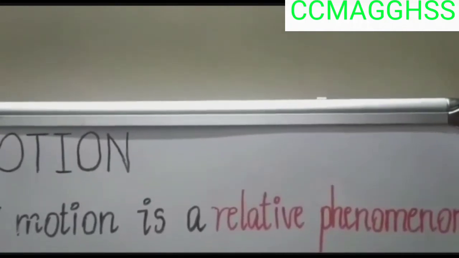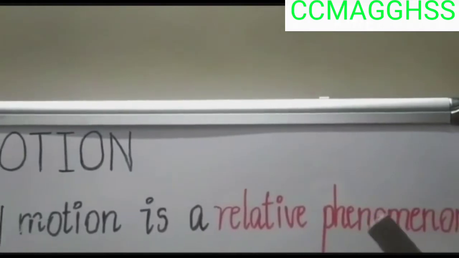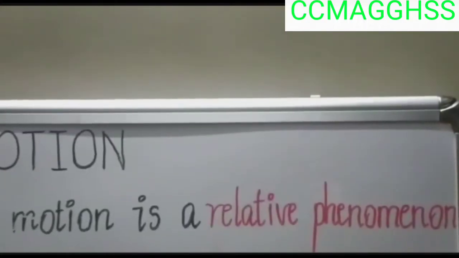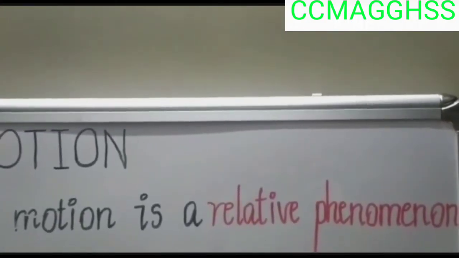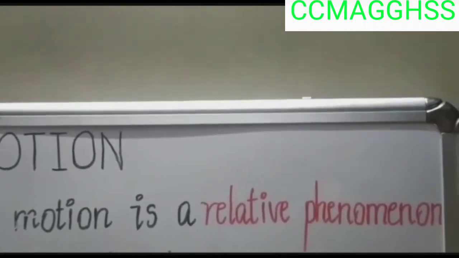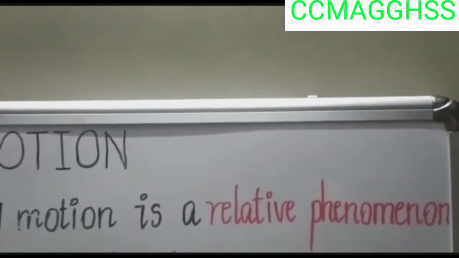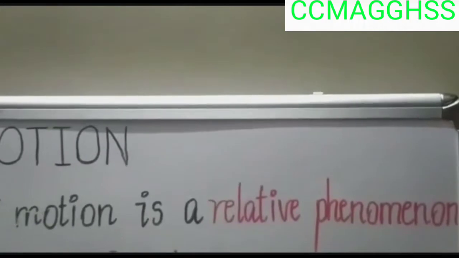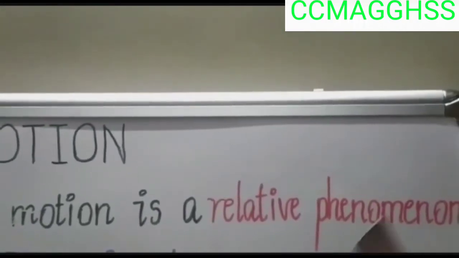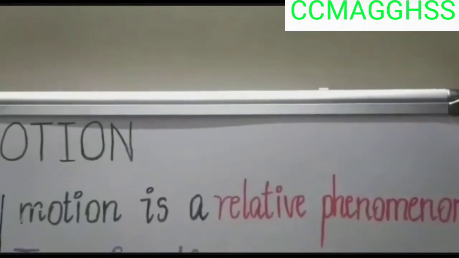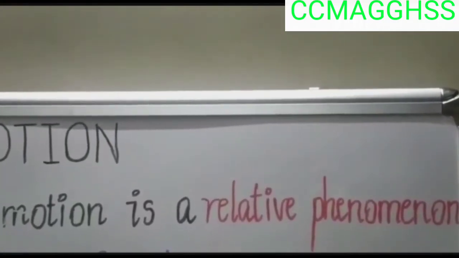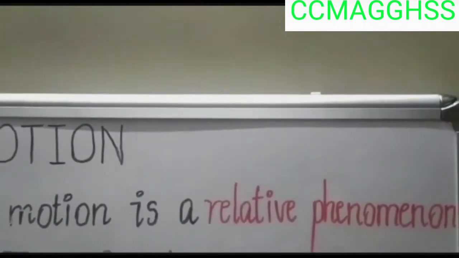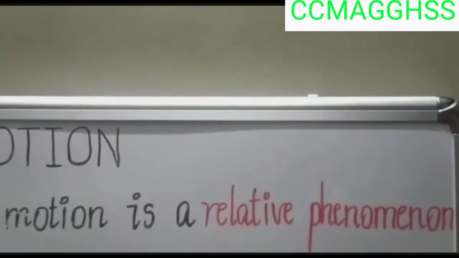Motion is a relative phenomenon. What is this term relative phenomenon? This can be explained by using a simple example of a passenger traveling in a train. For the passenger traveling in the train, the trees seem to travel along with him. But for a passenger who is on the platform, the tree is at rest. Hence, the same tree appears to be moving for the passenger traveling in the train and appears to be at rest for the passenger standing on the platform. Hence, we can say motion is a relative phenomenon.